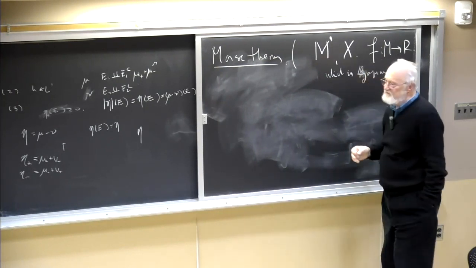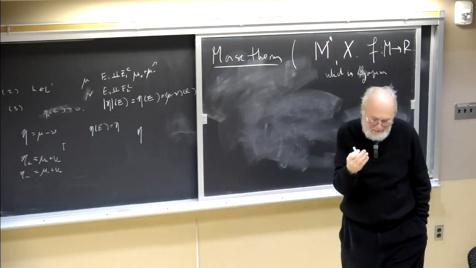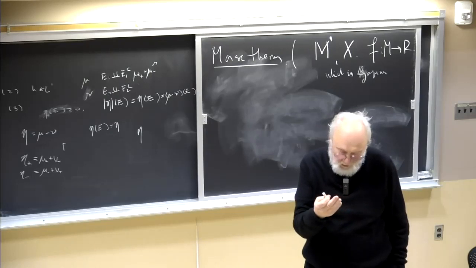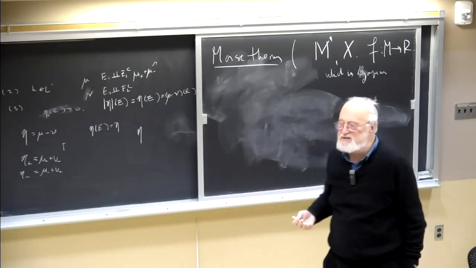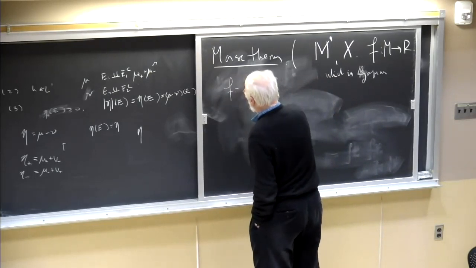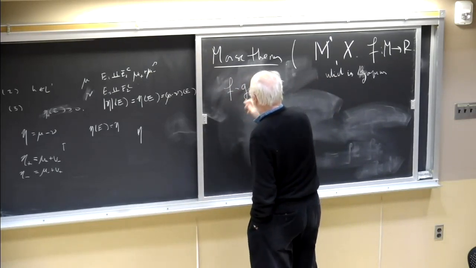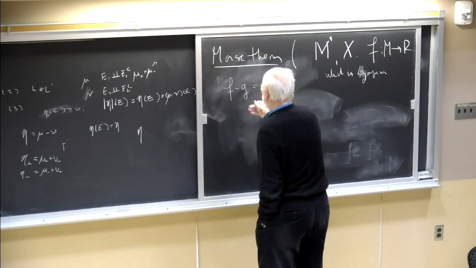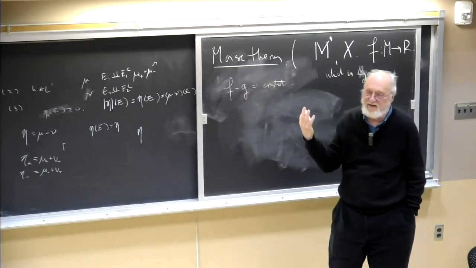But from my point of view, you get, let's say, a one-cocycle. So that means consider a function f up to an equivalence. Two functions, f and g, are equivalent if the difference is constant. In other words, if the differentials of both functions are the same.